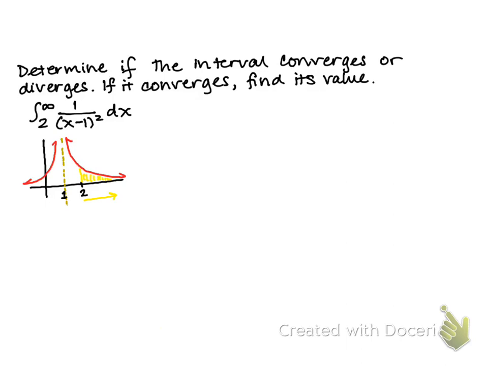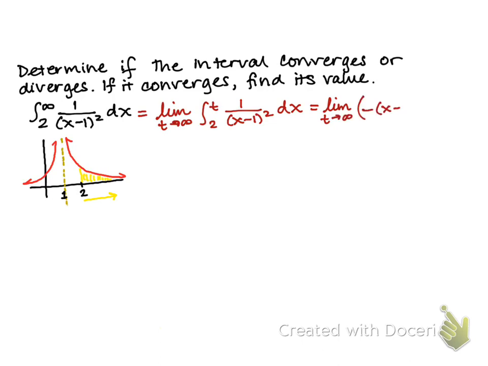If the graph is continuous, then we can say that this is going to equal the limit as t approaches infinity of the integral from 2 to t of 1 over (x minus 1) squared dx. Let's integrate this. We have u to the negative 2 du, and u to the negative 2 integrates to the limit as t approaches infinity of negative u to the negative 1 from 2 to t.